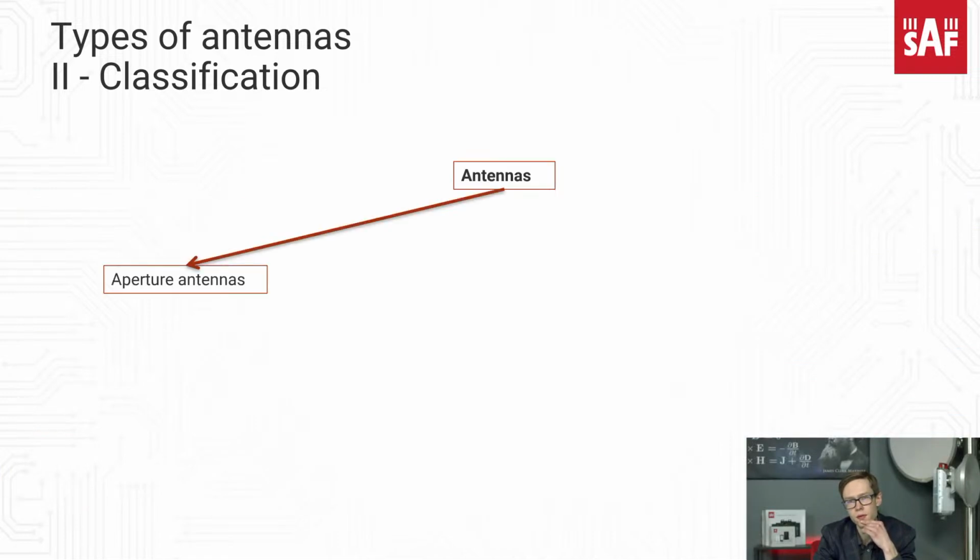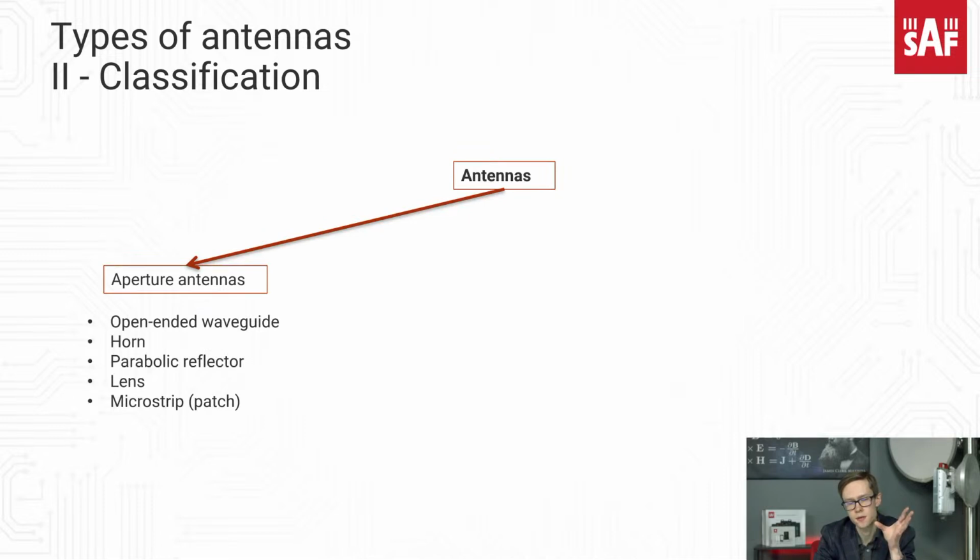And another way of classifying them is to divide them into aperture antennas, the antennas which have an aperture or an opening kind of a radiating element. It could be just a hole, like a waveguide. It can be a parabolic reflector which has its own aperture. It can be microstrip, just a piece of trace on the PCB or printed circuit board. Any other way also will do.